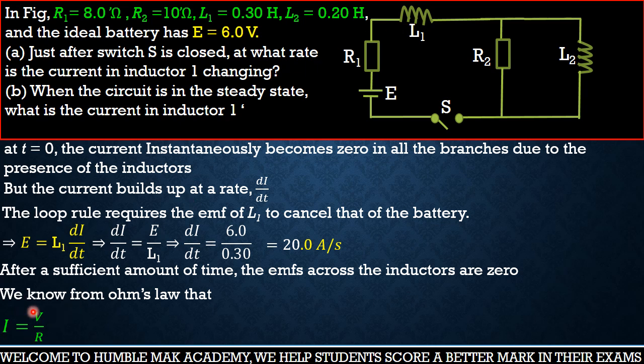In this case, we are going to use Ohm's law, which says that I is equal to V on R. Therefore our I becomes our V, which is 6, over R. Our R is R1, which is simply 8.0. So we are going to have 6 over 8. If we simplify, we are going to have the answer to be 0.75 amps. Great. So that is going to be the current flowing across inductor L1 when the time becomes sufficiently large.